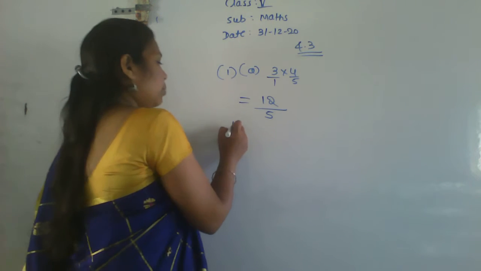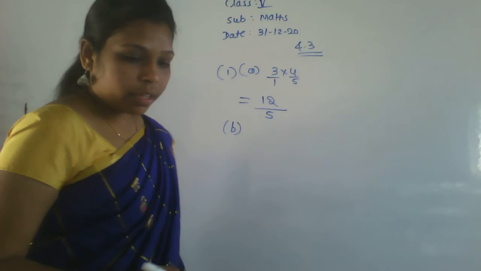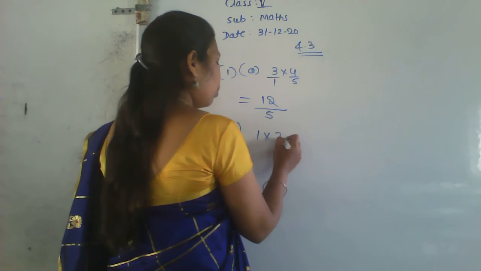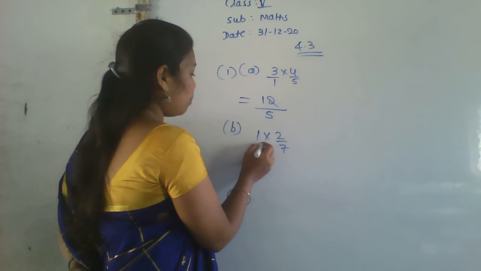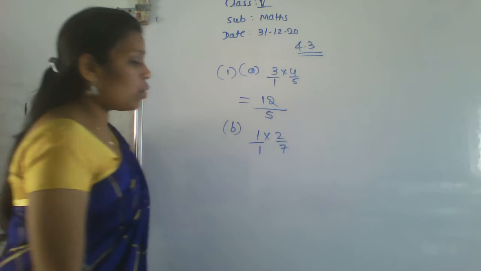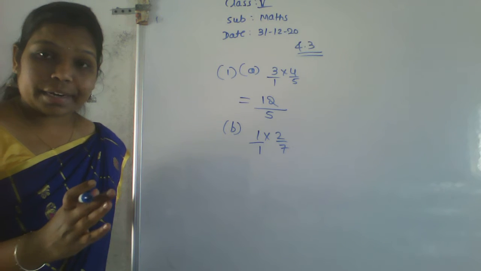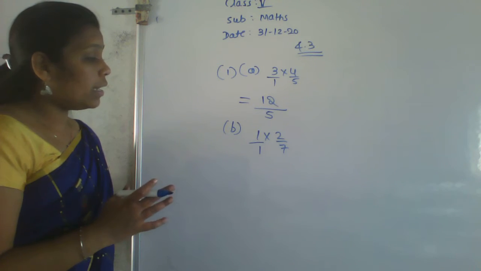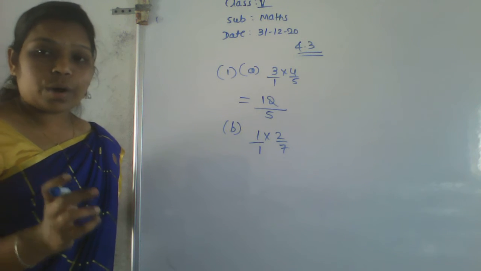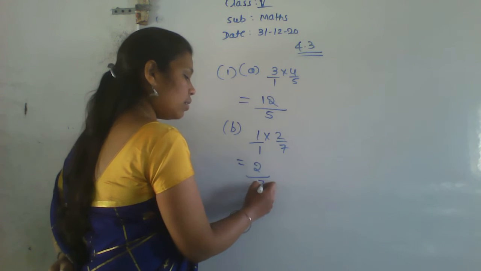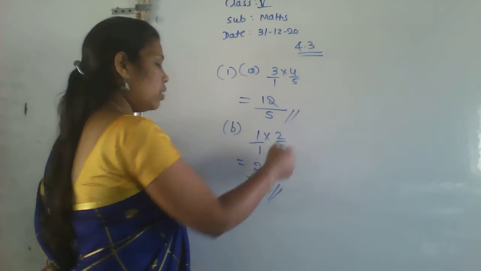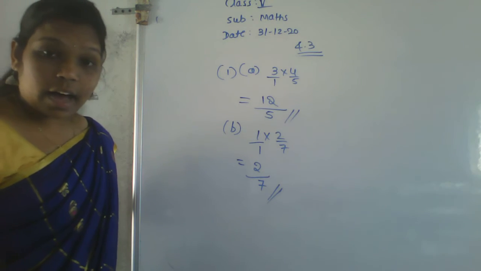Let's go for the B problem. What is the B one? 1 into 2 by 7. I told you, if nothing is there in the denominator, then there should always be 1 present. So now multiply numerator and numerator. That is 1 and 2. 1 twos are 2. Next, 1 sevens are 7. The answer is 2 by 7.